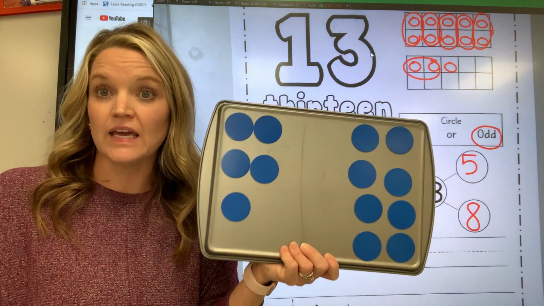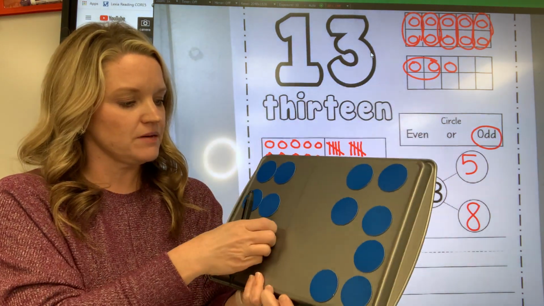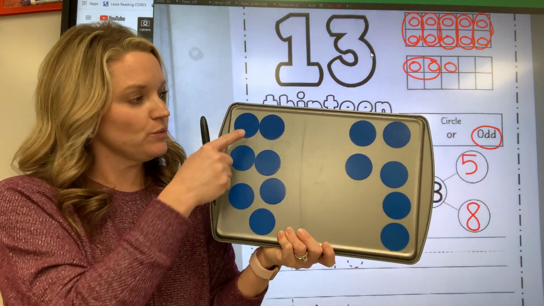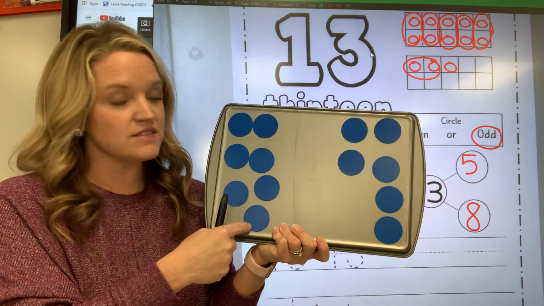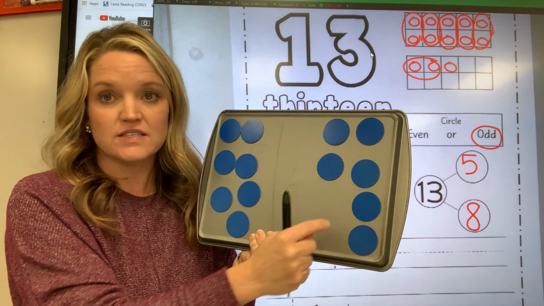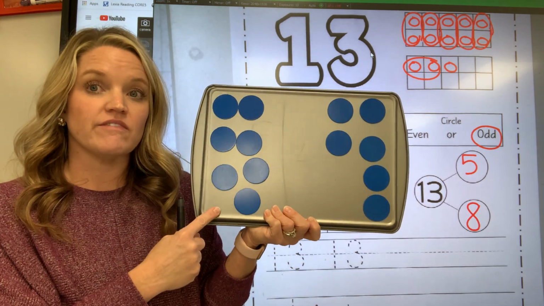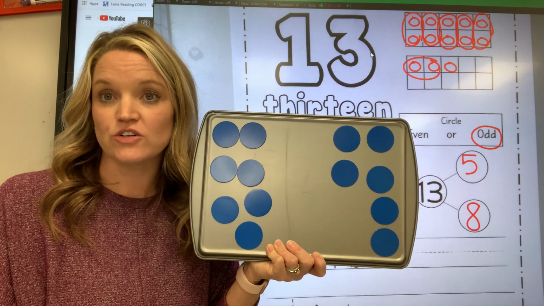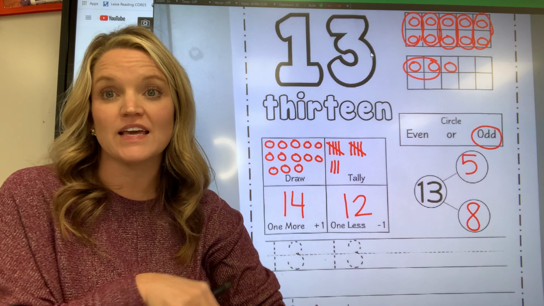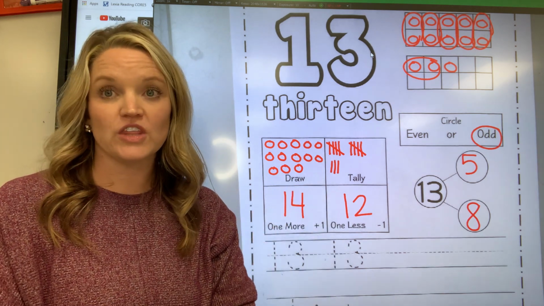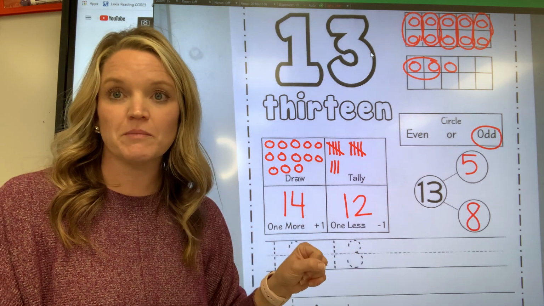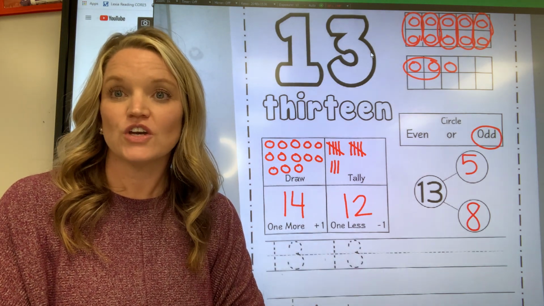Now we could split it in different ways. I could have kept these over here. And then my number bond would say 1, 2, 3, 4, 5, 6, 7, 7. And 1, 2, 3, 4, 5, 6, 6. My number bond could have said 7 and 6 makes 13. You might have gotten something different, and that's okay. There are lots of ways that we could break apart the number 13. Now, if you're finished with your number bond, go ahead and trace and write your number 13s and trace and write your word 13.